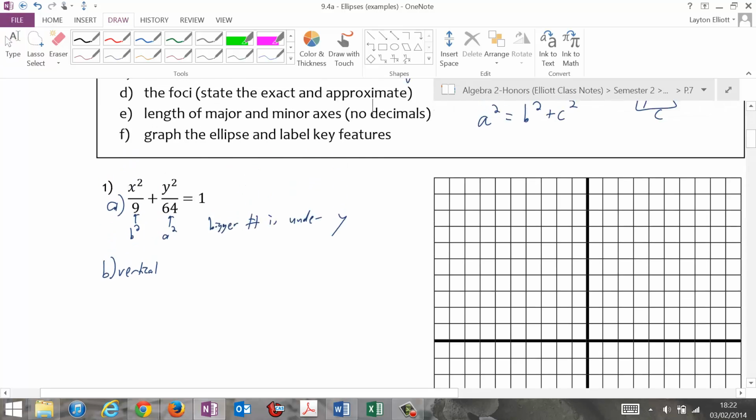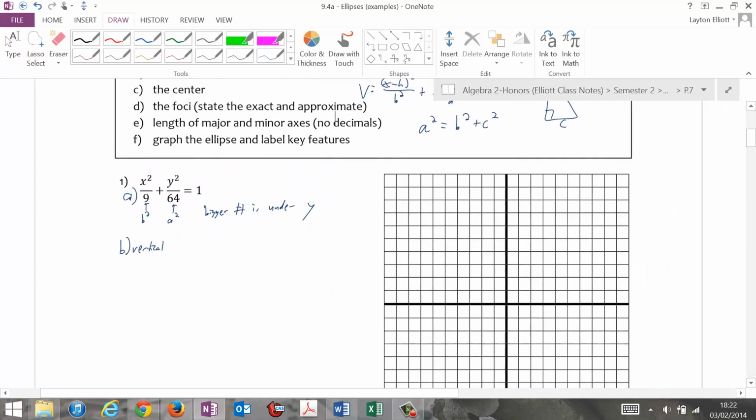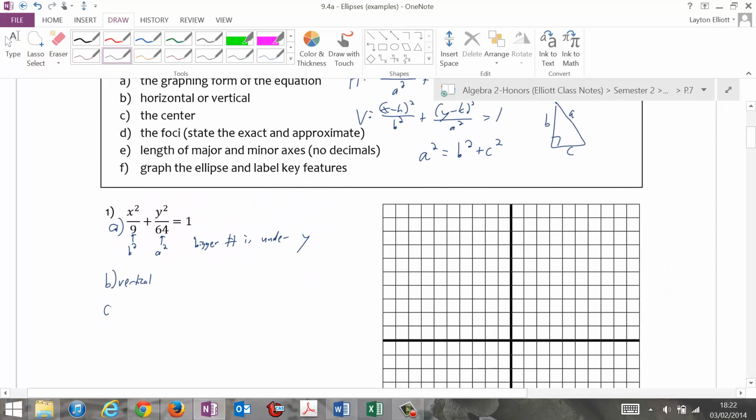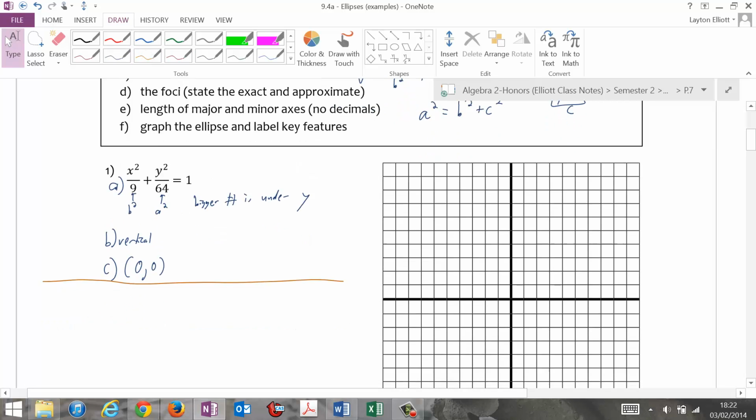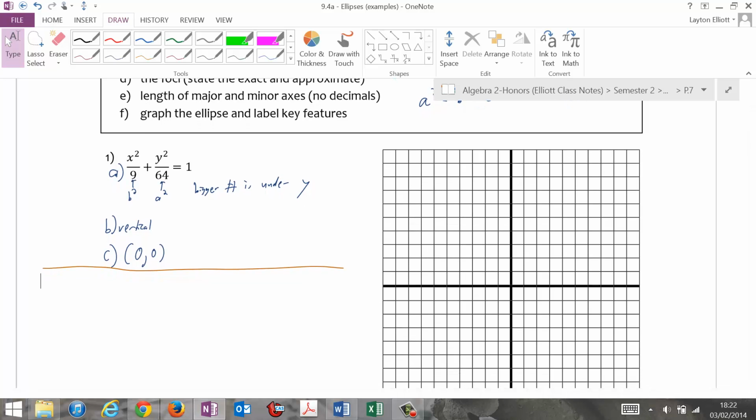So what that means is that the center here is 0, 0, because it's x minus 0 squared, y minus 0 squared. And what I typically do is, after I've listed these three things out, I start putting a little break bar, and I show some work before I move on to D, E, and F. I want to show the calculation of what C is. Basically, I want to show A squared is equal to B squared plus C squared, and find what C is.